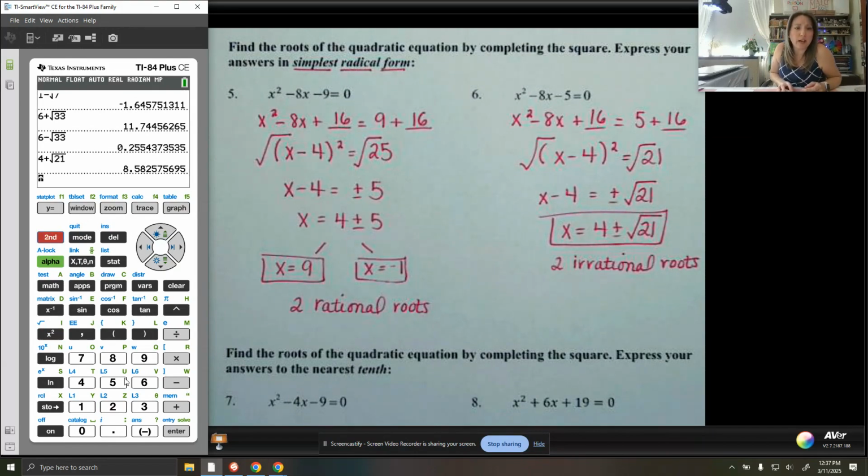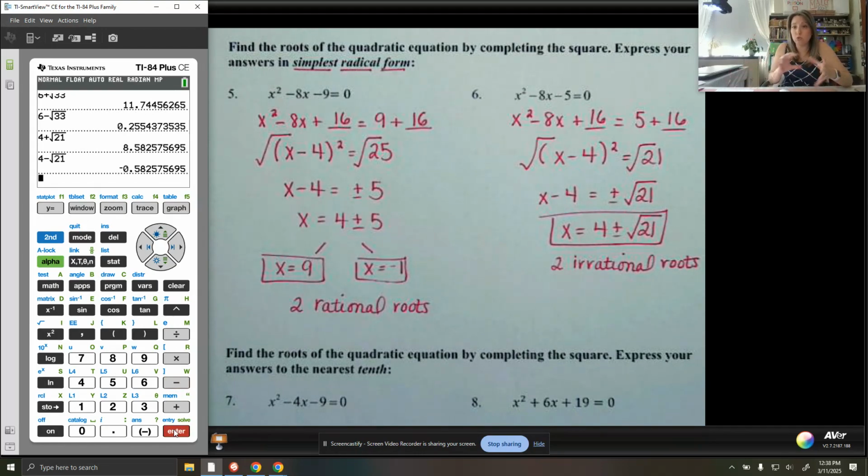And if I press second and enter, it retypes for me the last thing I typed in. So I can arrow to the left and change that plus to a minus. And now I've got the 4 minus radical 21 I want. And that gives me that this equivalent would be negative 0.6.